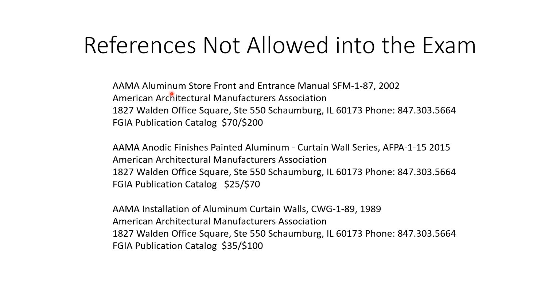So anyway, I did pull up the costs for you. This aluminum storefront one is $70 if you're a member, $200 if you're not. I went on the website and tried to find out what it costs to become a member. I couldn't find that. It seemed like they want you to put your information in and talk to you about that. You've got this other one, the anodic finishes painted aluminum curtain walls series. This is $25 for members, $70 for non-members. And this is the installation of aluminum curtain walls, and it's $35 for members, $100 for non-members.